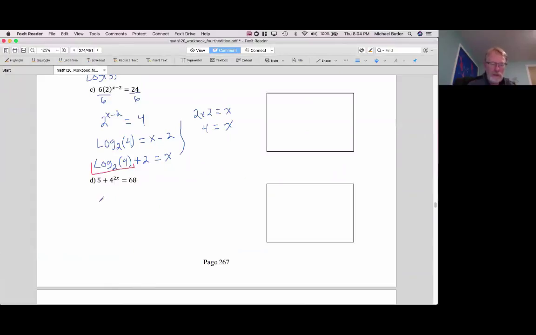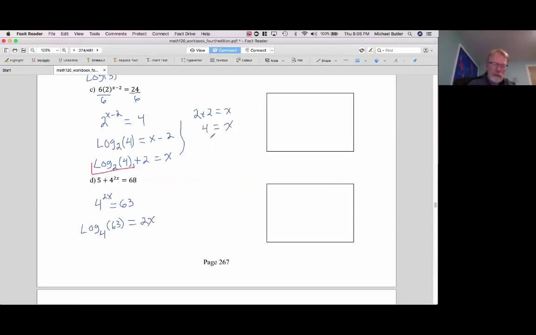So again, we want to get the exponential part isolated, so we're going to subtract 5 from both sides. Subtracting 5 from both sides, we've got 4 to the 2x is equal to 63. So that's 68 minus 5, right? Okay, so that says that the exponent on a 4 that gets me 63 is equal to 2x.